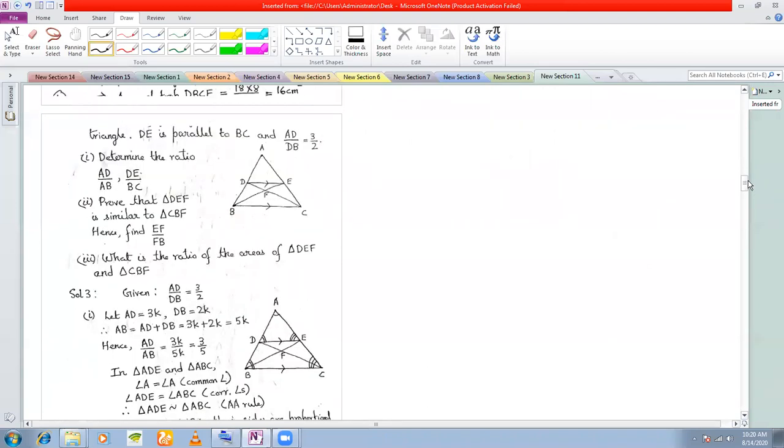Okay. So the next problem is slightly cut. I think I can guess the cut part. In this figure given to you, it is given that DE is parallel to BC. Also given is AD by DB, this ratio, as 3 by 2. The question here is: determine the ratio AD by AB.